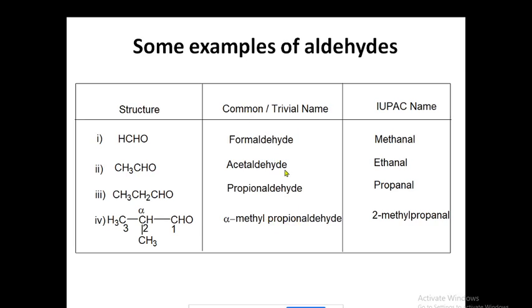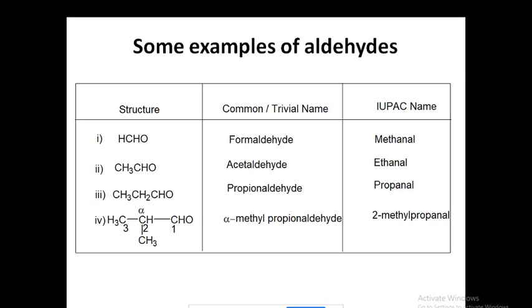And in the common name system, if you have a branch there, then it is denoted by alpha. So alpha comes in commons. And therefore, how can I give the name? Alpha methyl propionaldehyde. And when you have IUPAC nomenclature, it involves numbering 1, 2, 3. And at the second number, you will have a methyl group. Therefore, the name is 2-methyl propanal.